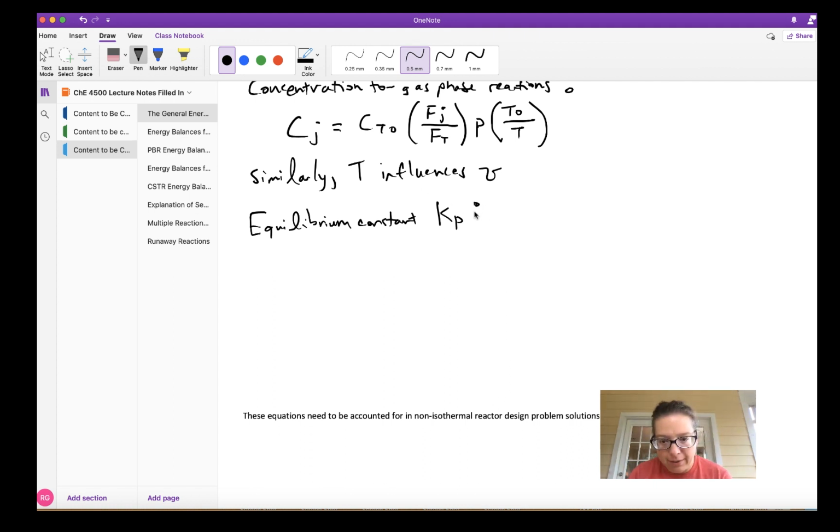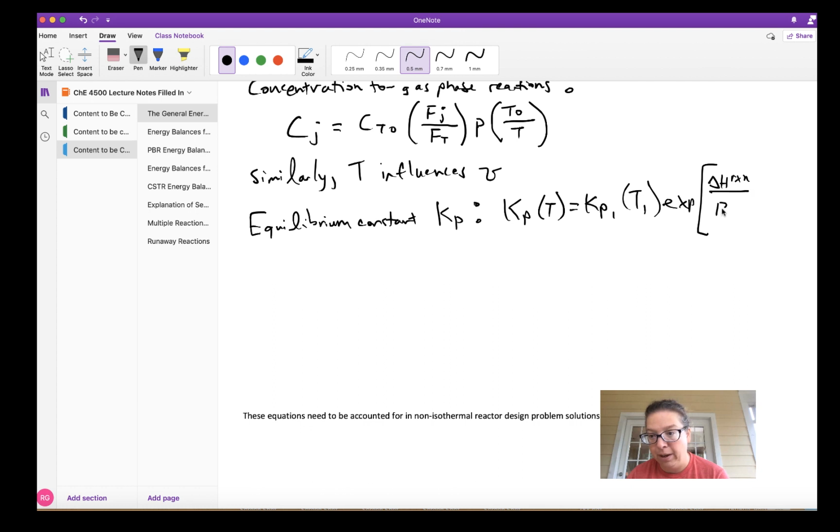So Kp of T is equal to Kp1 at T1, so again, some reference temperature, and again, we're going to have an exponential. This time, the heat of reaction divided by the gas constant, and again, the gas constant will have energy units, times 1 over the reference temperature minus 1 over the temperature. So the equilibrium constant is a function of temperature. If we have a reversible reaction, this term needs to be included.